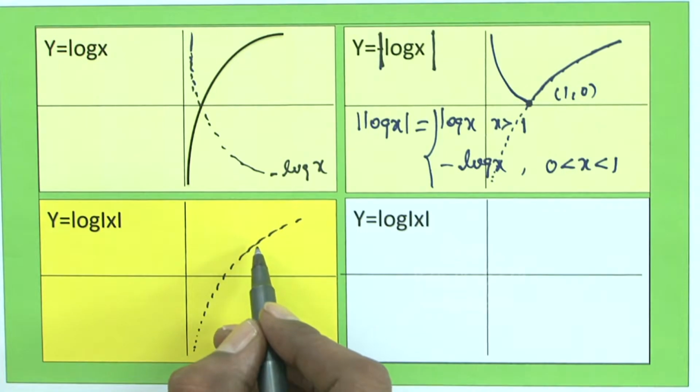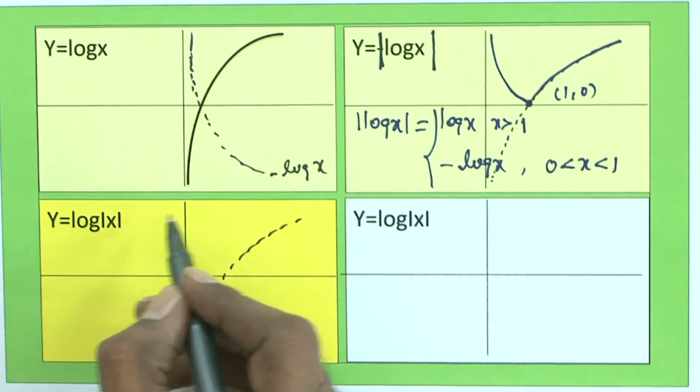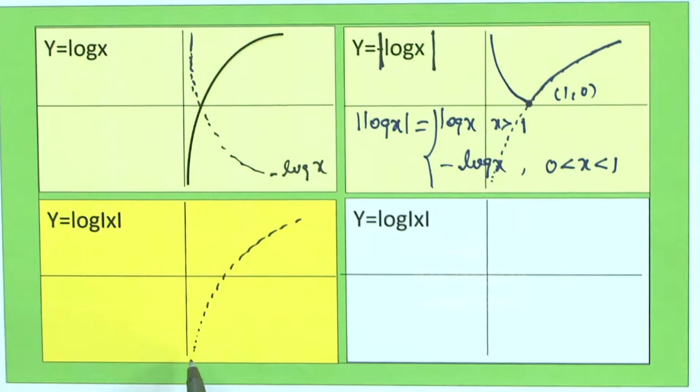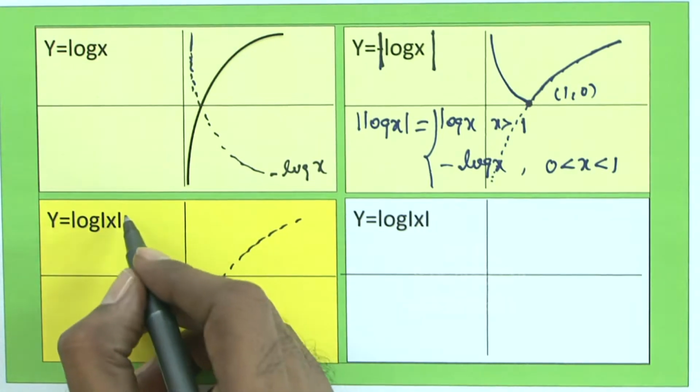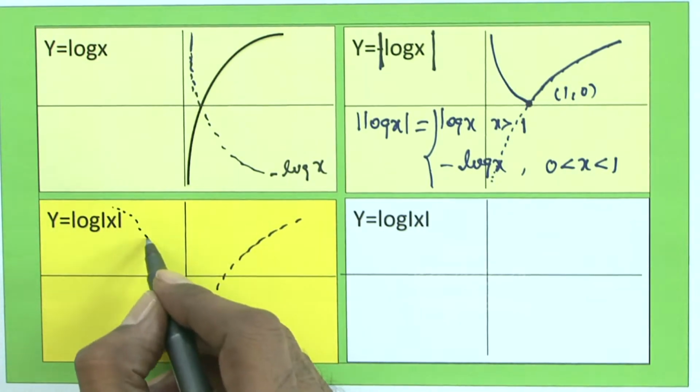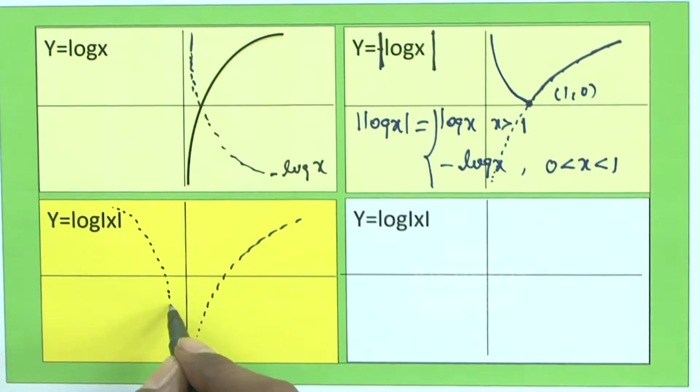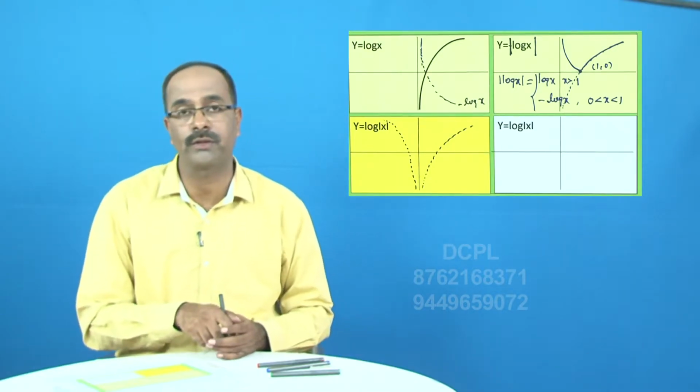Just write the replica of this graph using this line as a mirror. What is this line? Y-axis. So, using the y-axis as a mirror, write the replica. Got it? This is log of mod x. See how simple the graph is.